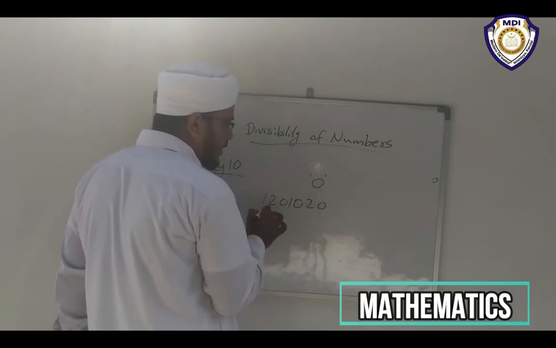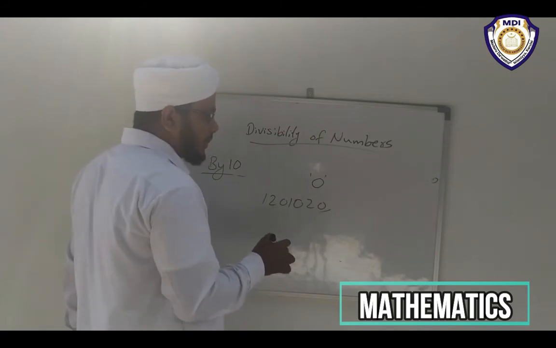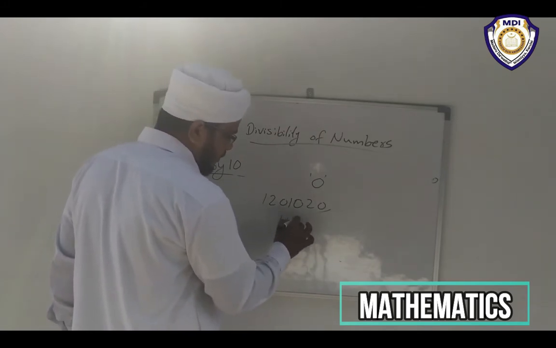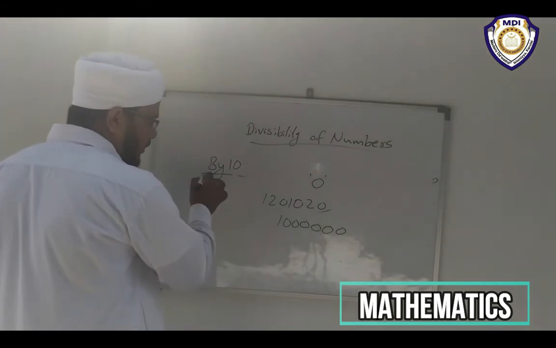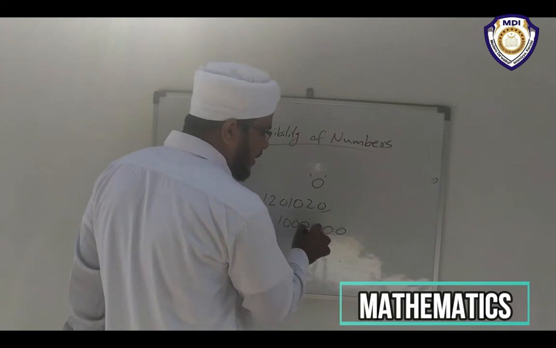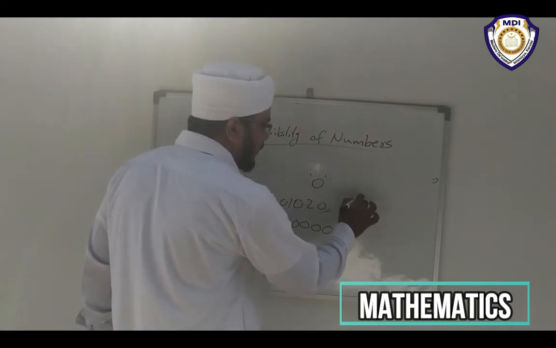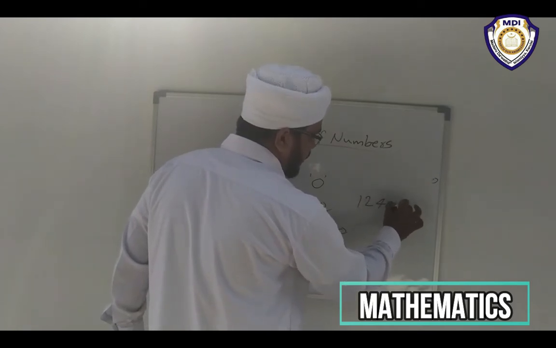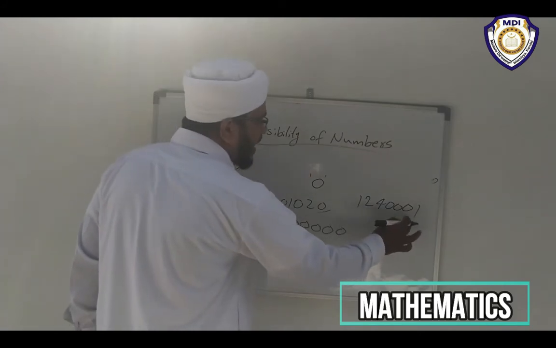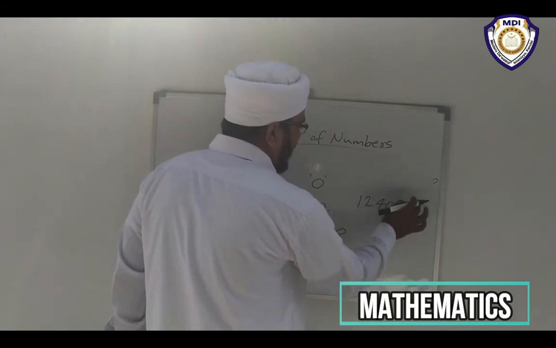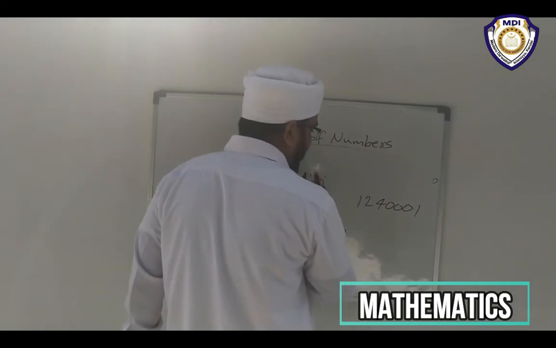Is it divisible by 10? Sure, because it ends with 0 at the place of ones. Sorry, 10? Yes, it is divisible by 10 because there is 0 at the ones place. Is it divisible by 10? No, because at the place of ones is 1, not 0. So it is not divisible by 10.